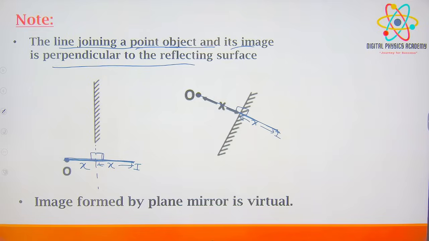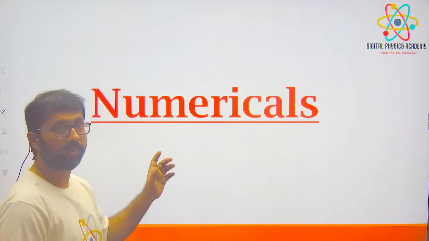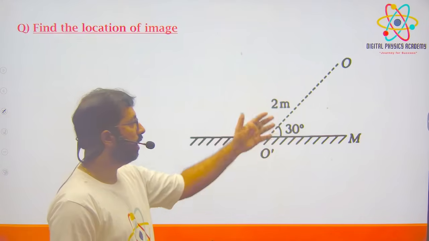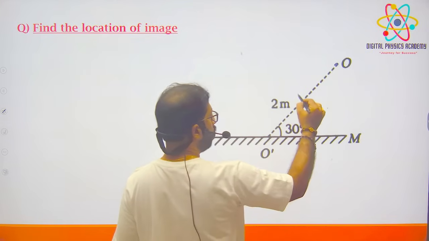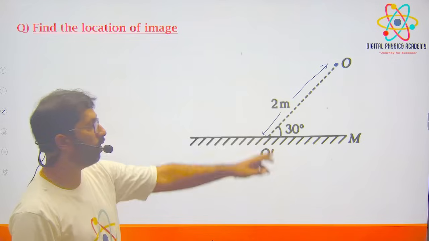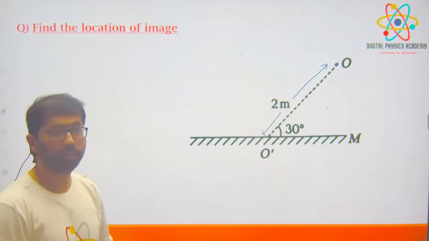Copied? Sure. Now numericals करेंगे based on the concept of the plane mirror का. चलो. Find the location of the image. इसका image, I put an object here, 2 meters दूर में from the plane mirror, 30 degrees angle में. इसका मुझे image चाहिए, location of the image. So कैसा आएगा, tell me?